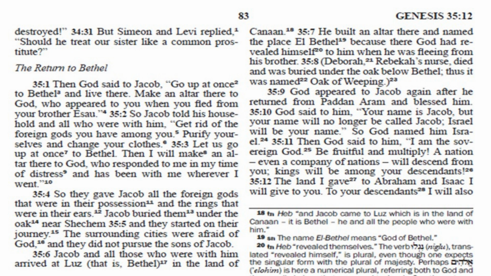Later, God ordered Jacob to go to Bethel. Then Jacob told his household and all those who were with him to get rid of the foreign gods they possess, purify themselves and change their clothes, as mentioned in chapter 35, verses 1 to 3. On this, they gave all the foreign gods that were in their possession and the rings that were in their ears, which Jacob buried under the oak tree near Shechem, as mentioned in verse 4.